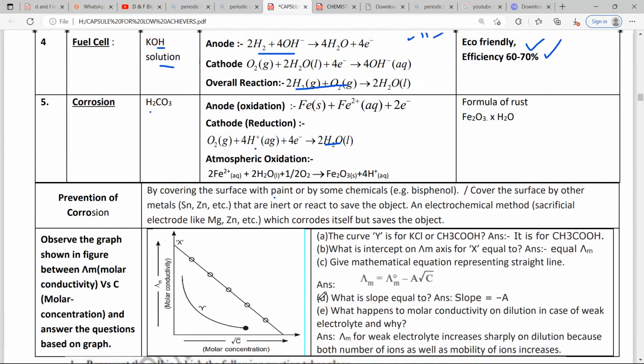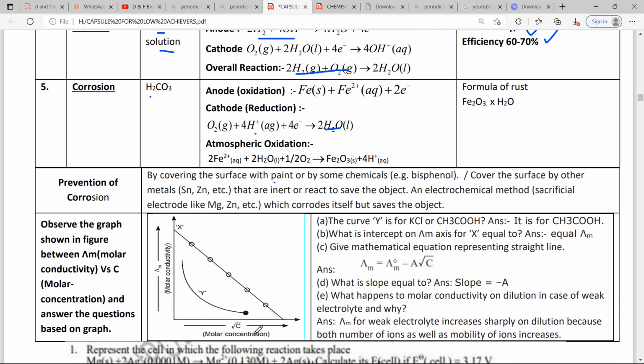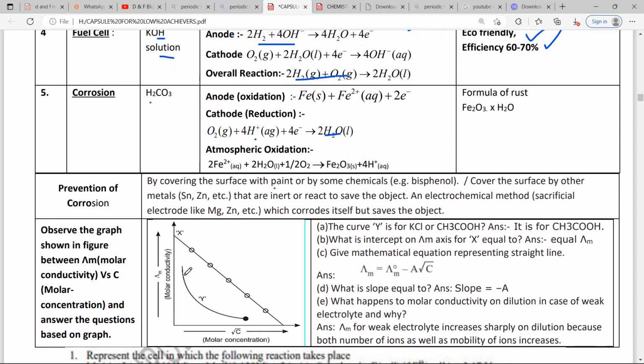Then here, let us observe the graph between molar conductivity and molar concentration. Here is conductivity, here is concentration. This is a curve we had already stated. This is the case of weak electrolyte, this is the case of strong electrolyte. The curve Y is for KCl or for CH3COOH? That is a question. So this is for weak electrolyte. So CH3COOH is a weak electrolyte.